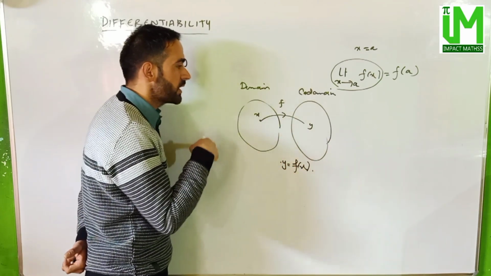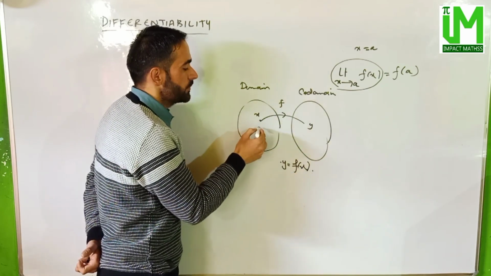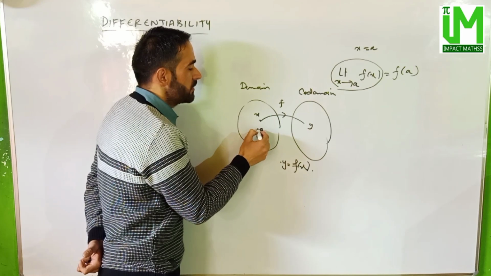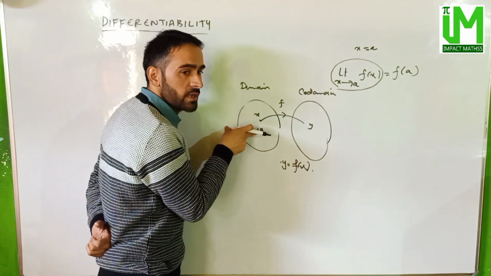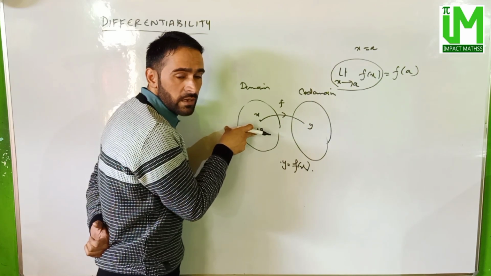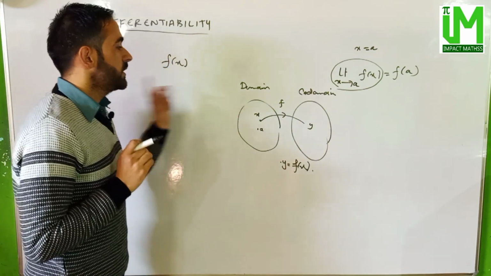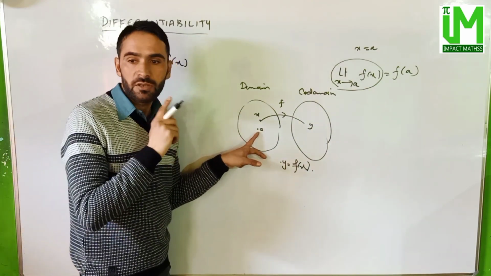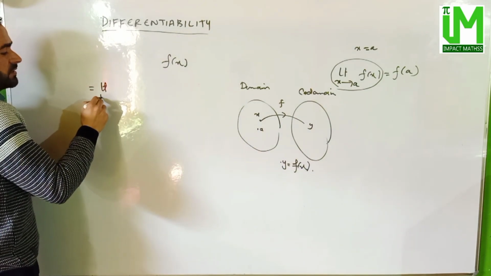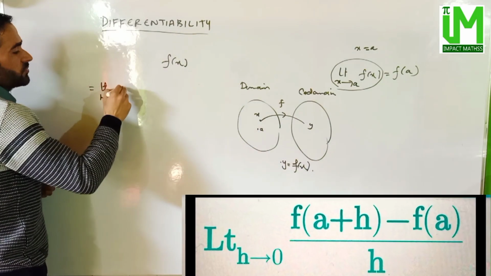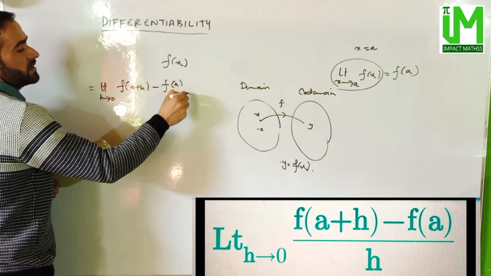Okay, so is the function f of x differentiable at a particular point, say a, which is any point within its domain? The function will be said to be differentiable at this particular point a if we have the limit as h tends to 0 of f of a plus h minus f of a divided by h.